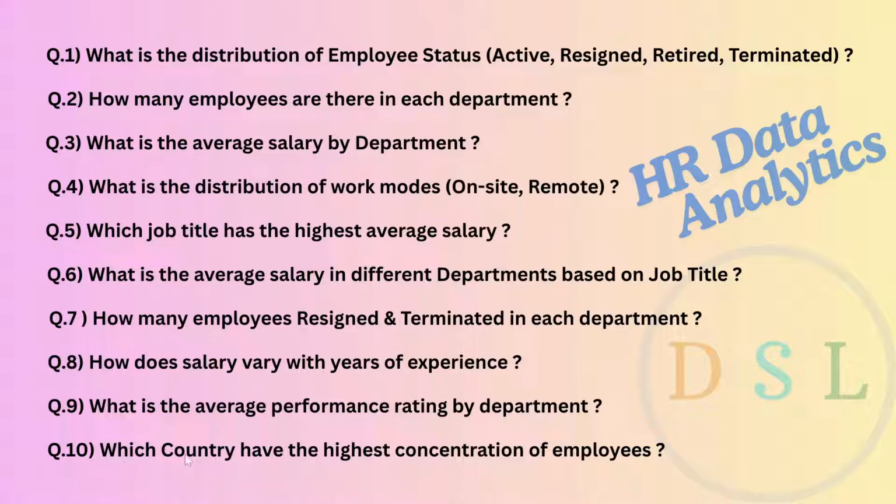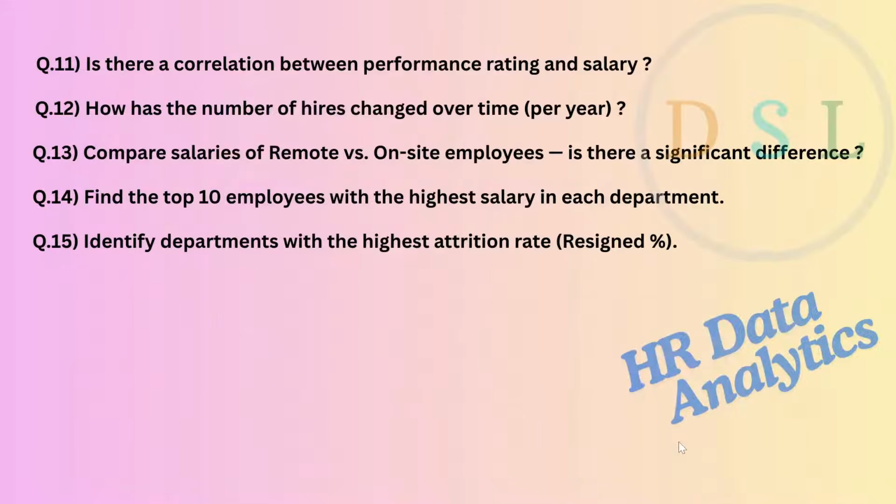In this question, we will create a new column that will show the country. In question number 11, we have to mention if there is a correlation between two numerical columns, the performance rating and salary column. Then we have to answer how the number of hires has changed over time, or you can say per year. Here we will create a new year column from the datetime column.